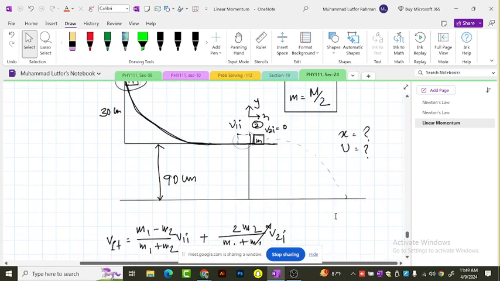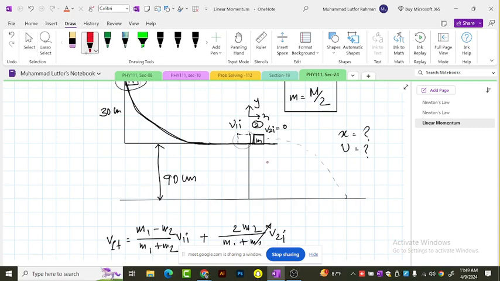Now I can ask one more question over here. Which one is going to take the longer time to strike the ground? Or which block will strike the ground first? Or are they going to strike the ground at the same time? Smaller m is going to be the first one. The smaller is going to strike the ground first?